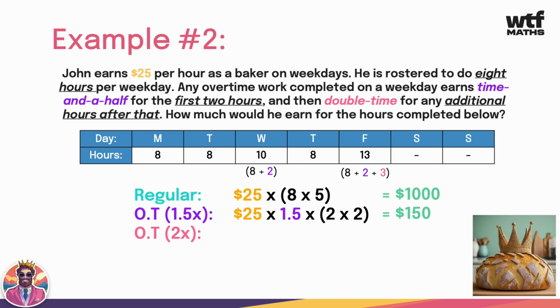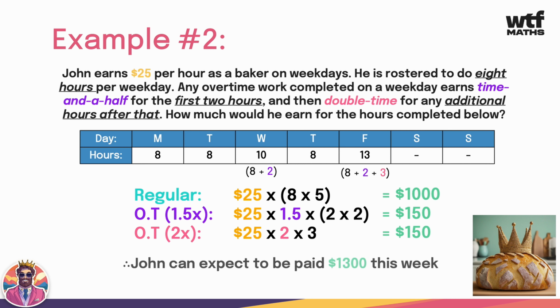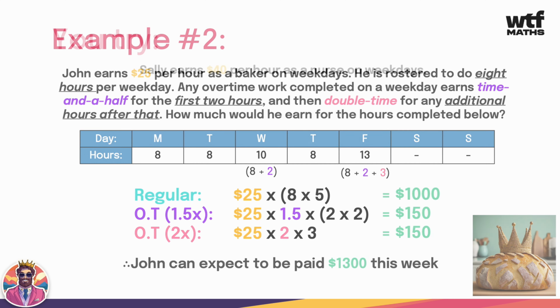Finally, if we want to work out how many overtime hours are going to be charged at double time, well, it's just going to be those 3 extra hours on Friday. So $25 times double the pay times 3 hours on Friday will give you $150. So all up, John can expect to be paid $1,300 this week.